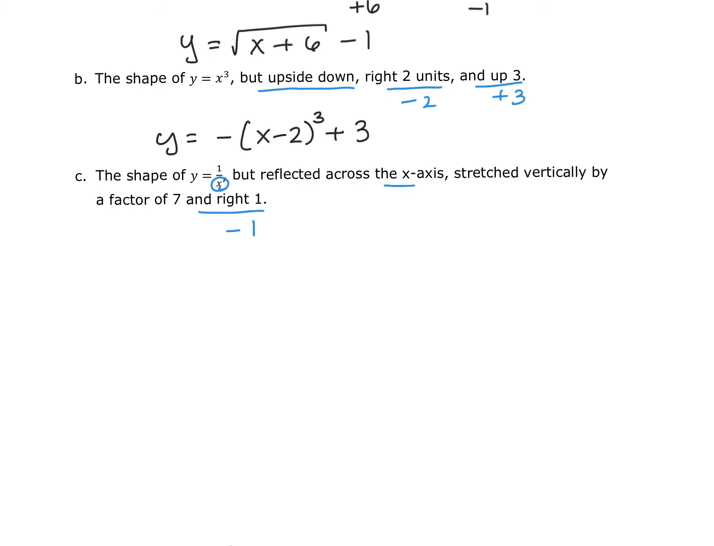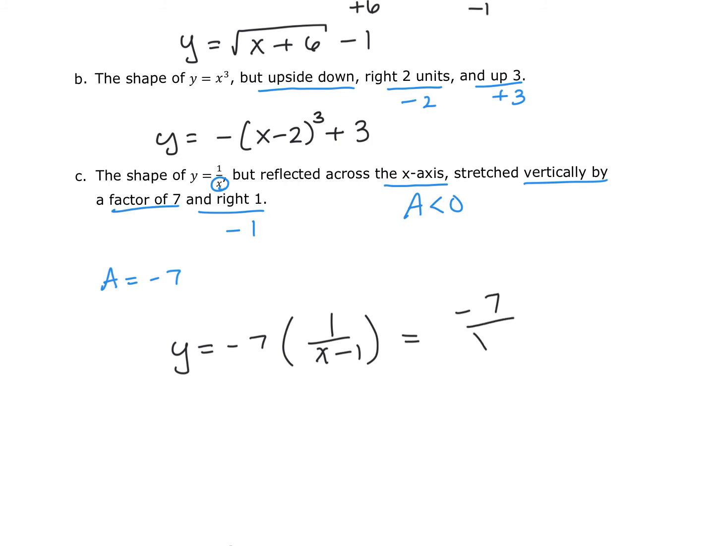I'm reflected over the x-axis, so I know that my a value is less than 0. In other words, it's going to be a negative a value. And it's a vertical stretch by 7, so that tells me my a value happens to be -7. So then y is equal to -7 times 1 over x minus 1. Now I can write this as -7 over x minus 1, and they're both going to be correct.